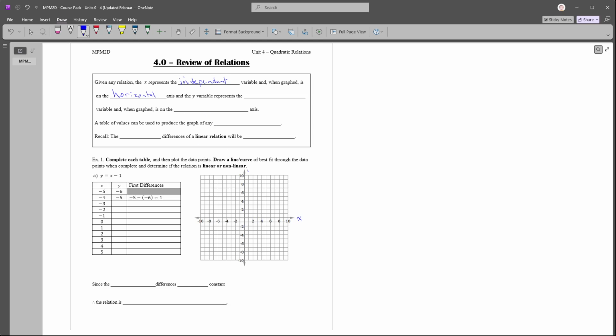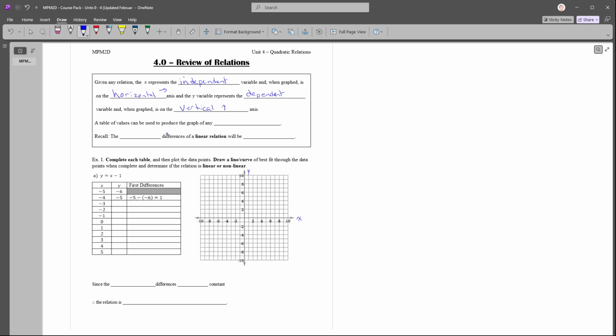Our y-axis represents the dependent variable, so it depends on x. As x changes, what happens to y? That's basically how we deal with this. As x changes, it's the independent variable. What happens to y? So y is dependent on x. And this one is graphed on the vertical axis. If you're fuzzy between horizontal and vertical, horizontal goes left to right and vertical goes up and down.